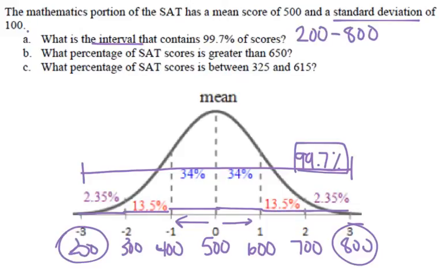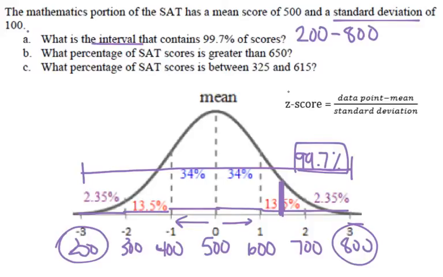Okay, what percentage of SAT scores is greater than 650? Well, 650 is going to be right about here. So that has to do with the z-score. Do you guys remember how to find the z-score? Let me pull it up real quick. It's the data point minus the mean over the standard deviation. Then we have a chart that we can use, which you should be able to borrow one of mine. Just make sure you leave those laminated ones here.